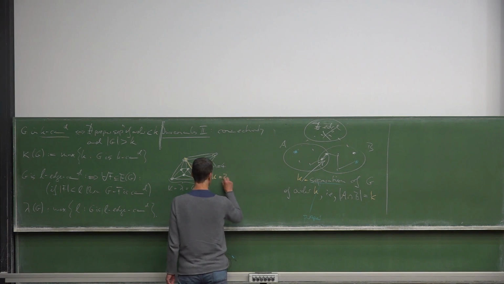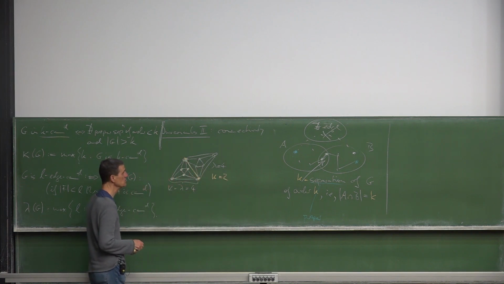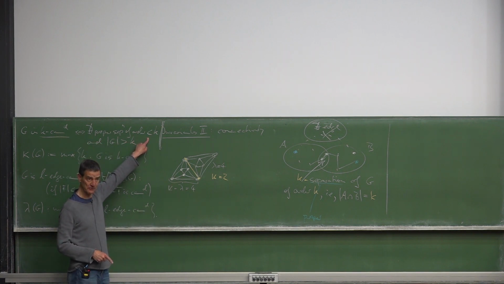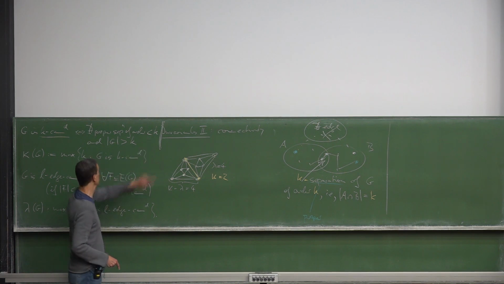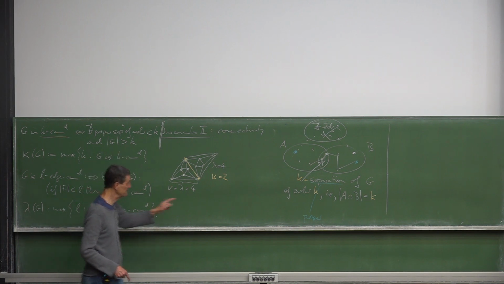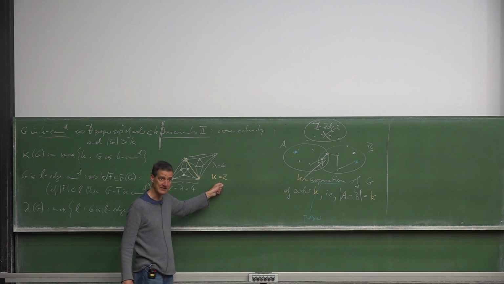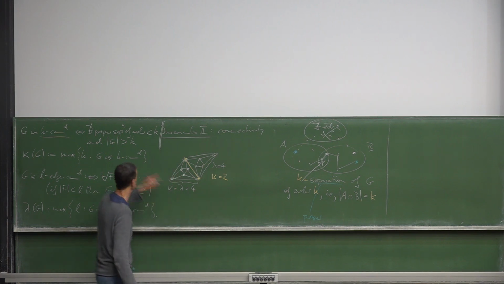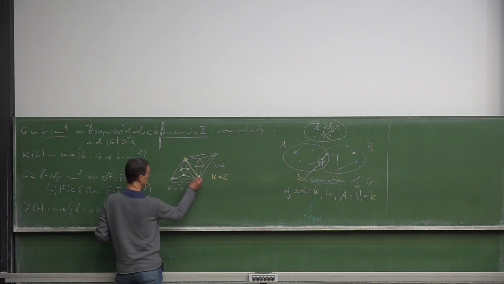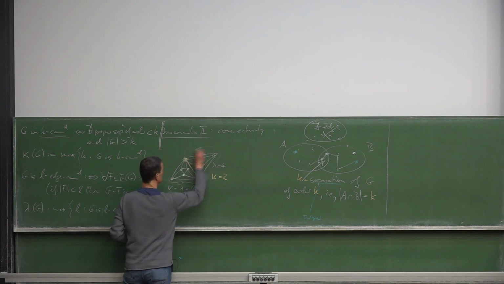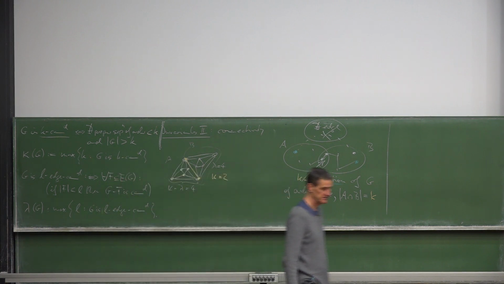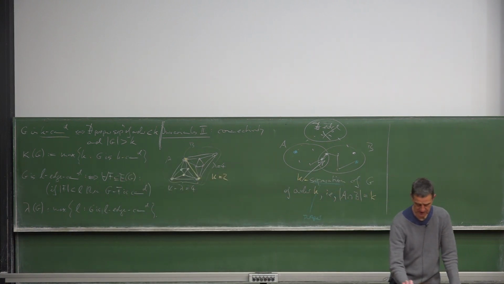So the connectivity, in fact, is 2, right? There is no proper separation of order less than 2, 1 or 0. It has at least 3 vertices. So it is definitely 2 connected, but it's not 3 connected because there is a separation of order less than 3, namely this. Okay? All right. So those are some examples to keep in mind.